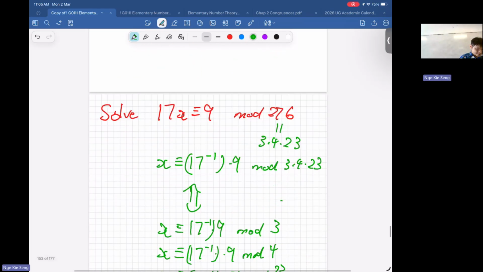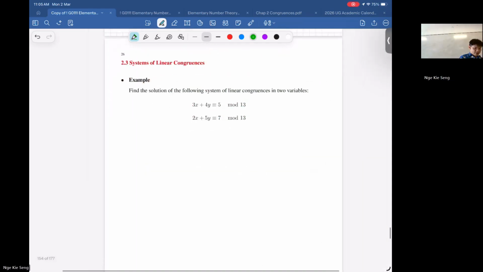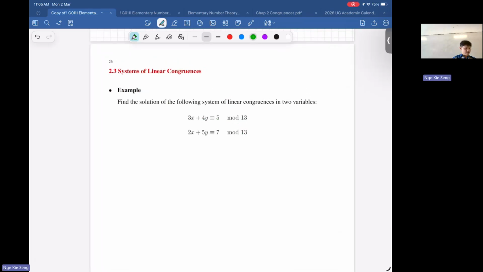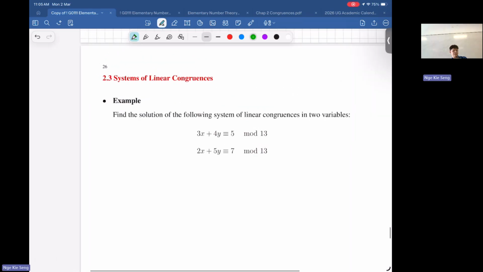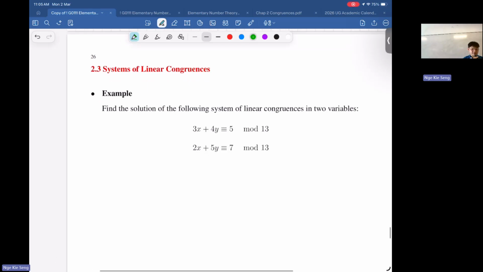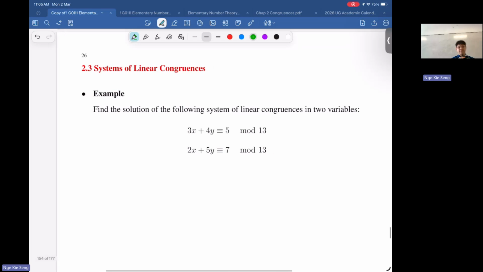Okay, good. Let's continue. So now we will have a more complicated system, which is a system of linear congruences in two variables. Previously we just had x, right? Now we're going to have y. It's really similar to your linear algebra. You can think of it as a souped-up version of your linear algebra, but we are not dealing with real numbers, instead just integers.